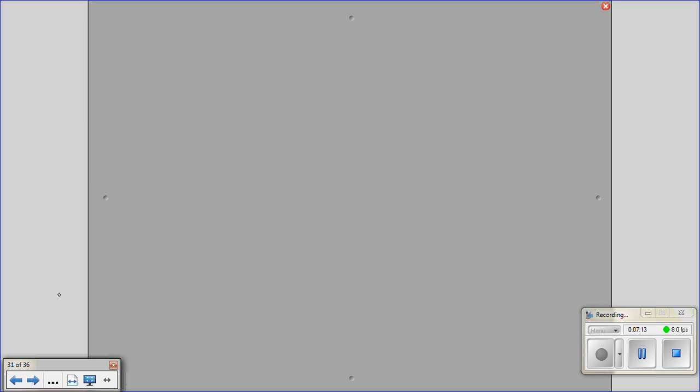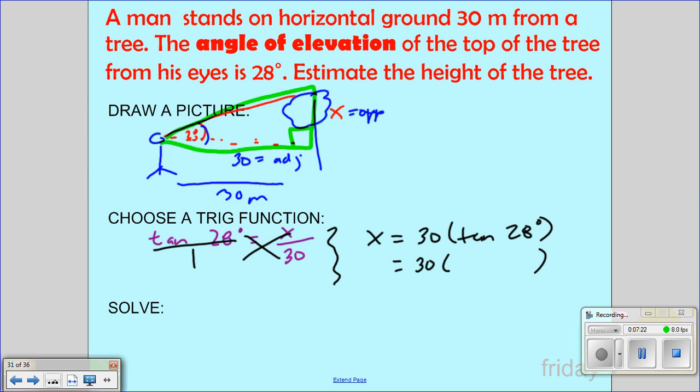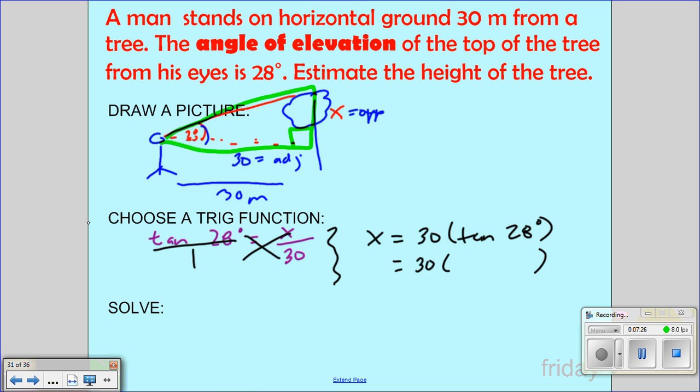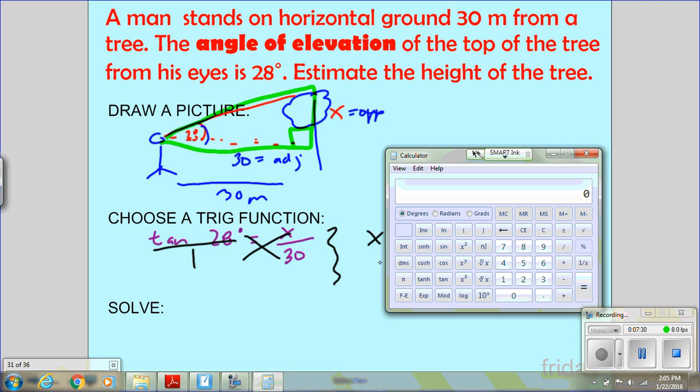So let's find the tangent of 28 degrees. Oops. Oh gosh, what did I do? Let me undo that. There we go. Sorry. So on a normal calculator, 28 and then tangent is about 0.5317.